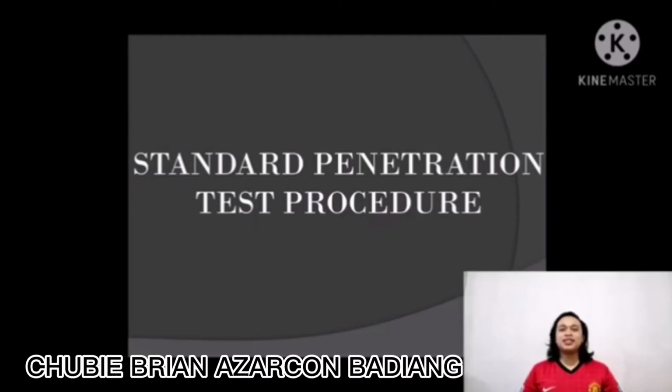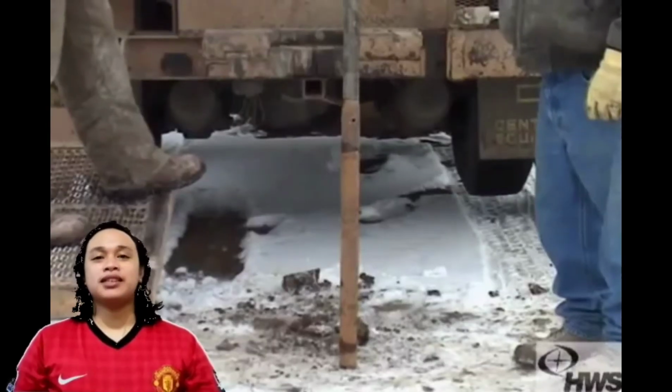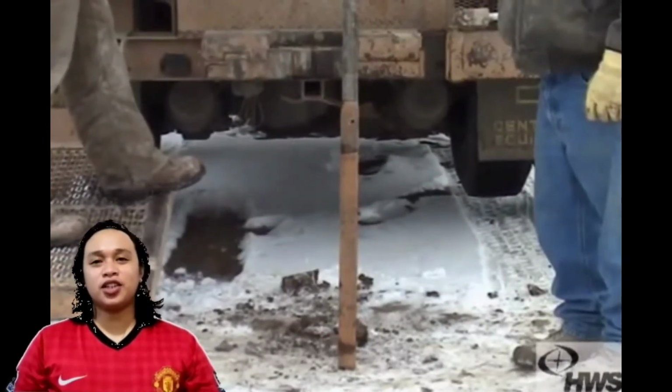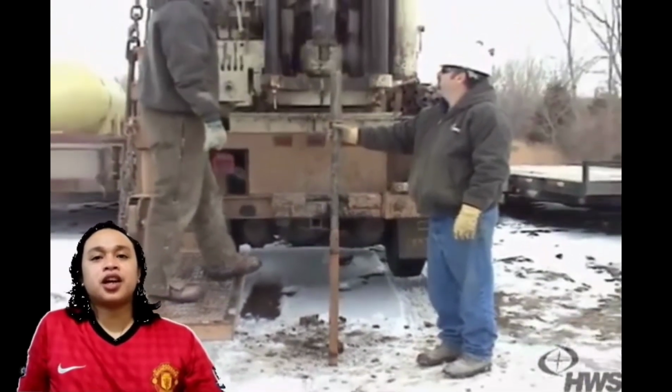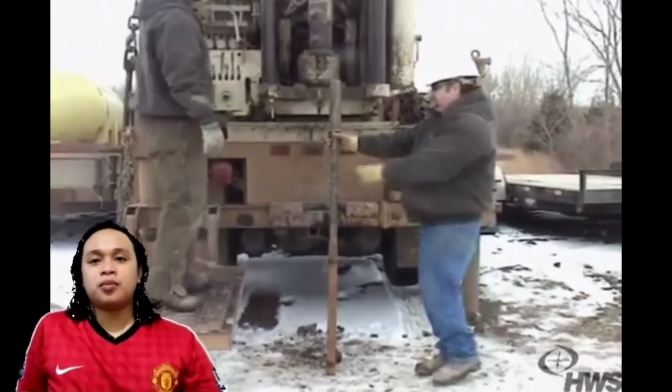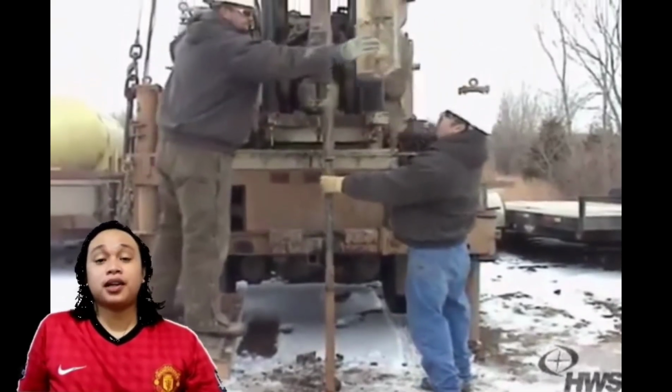And now I'm going to discuss the procedure of the standard penetration test. So the first step is to identify the location of the testing in the field. Erect the tripod such that the top of the tripod head is centrally located over the testing spot.